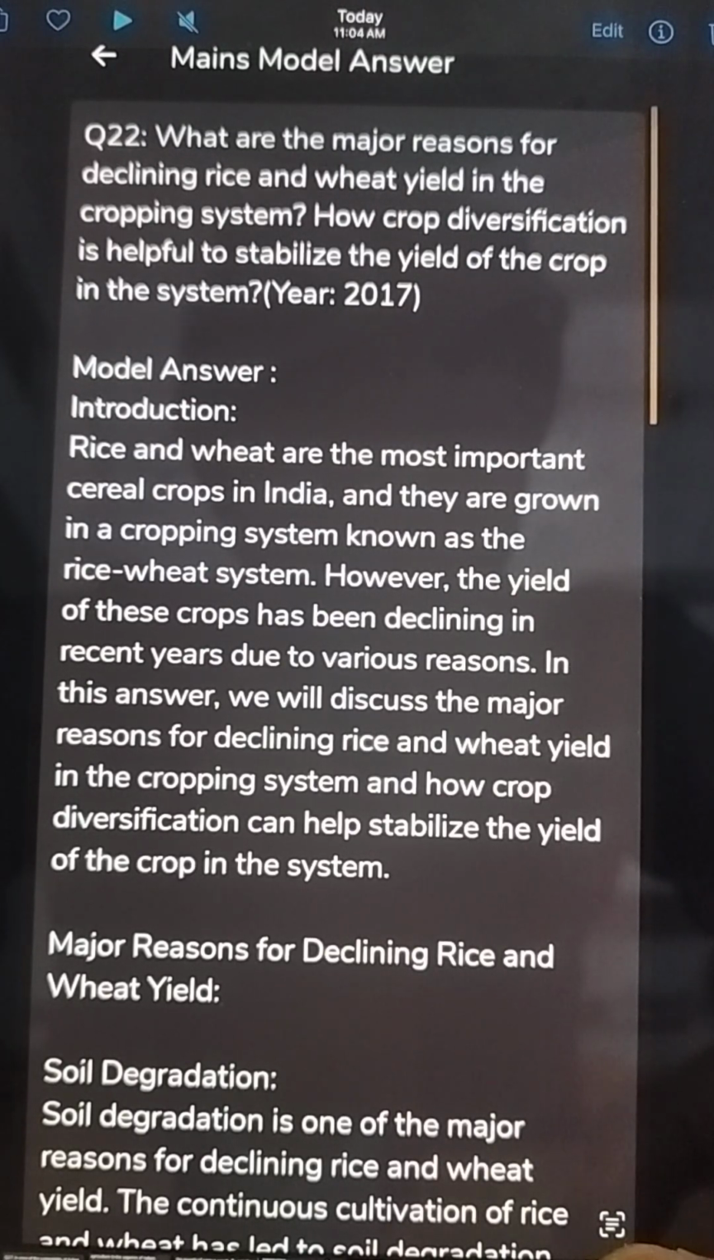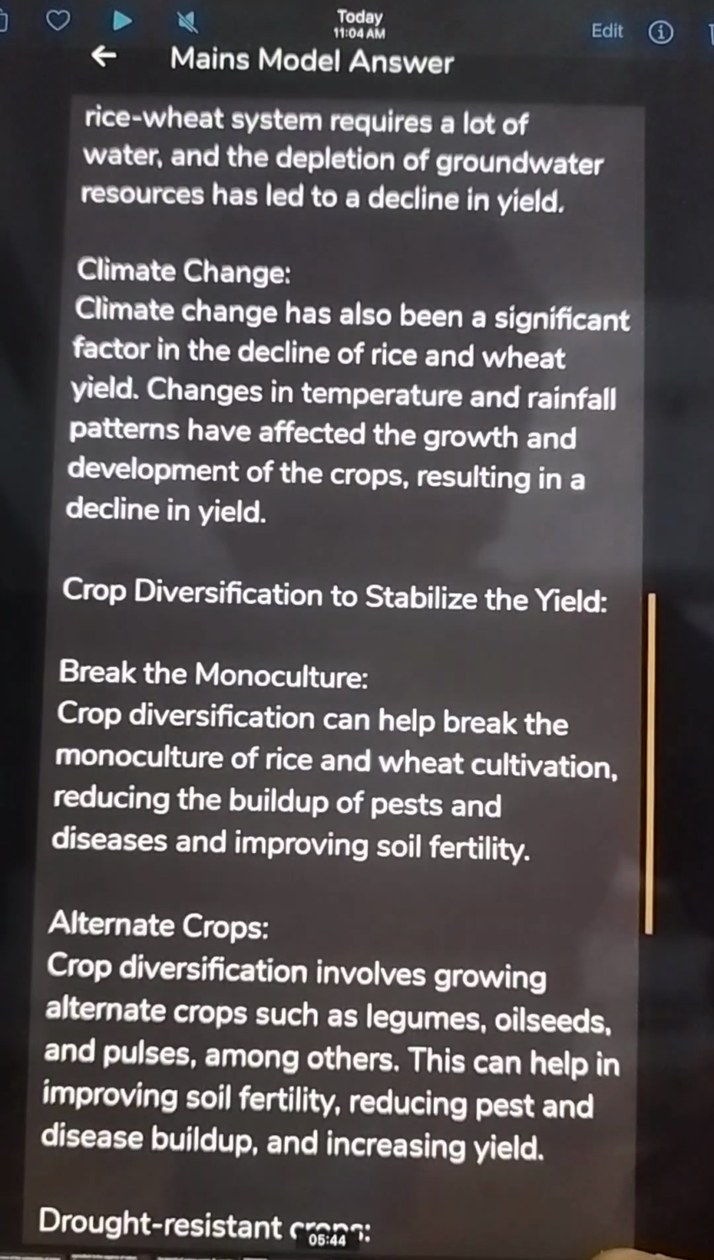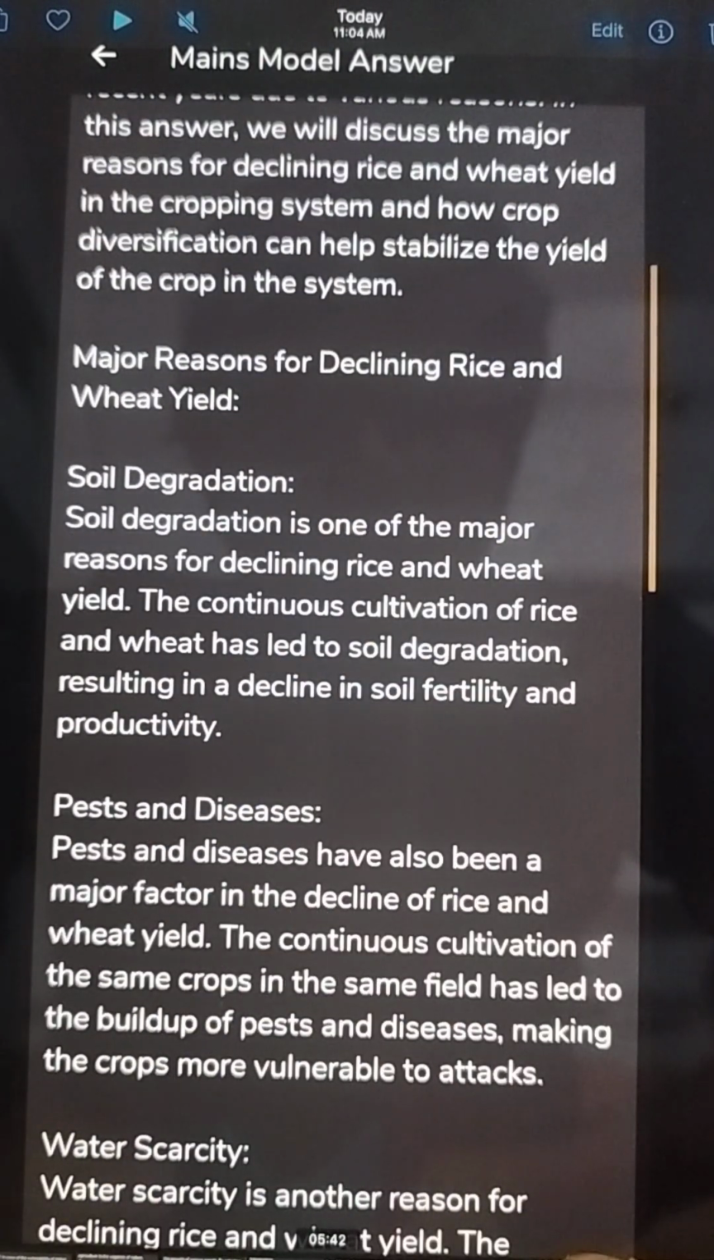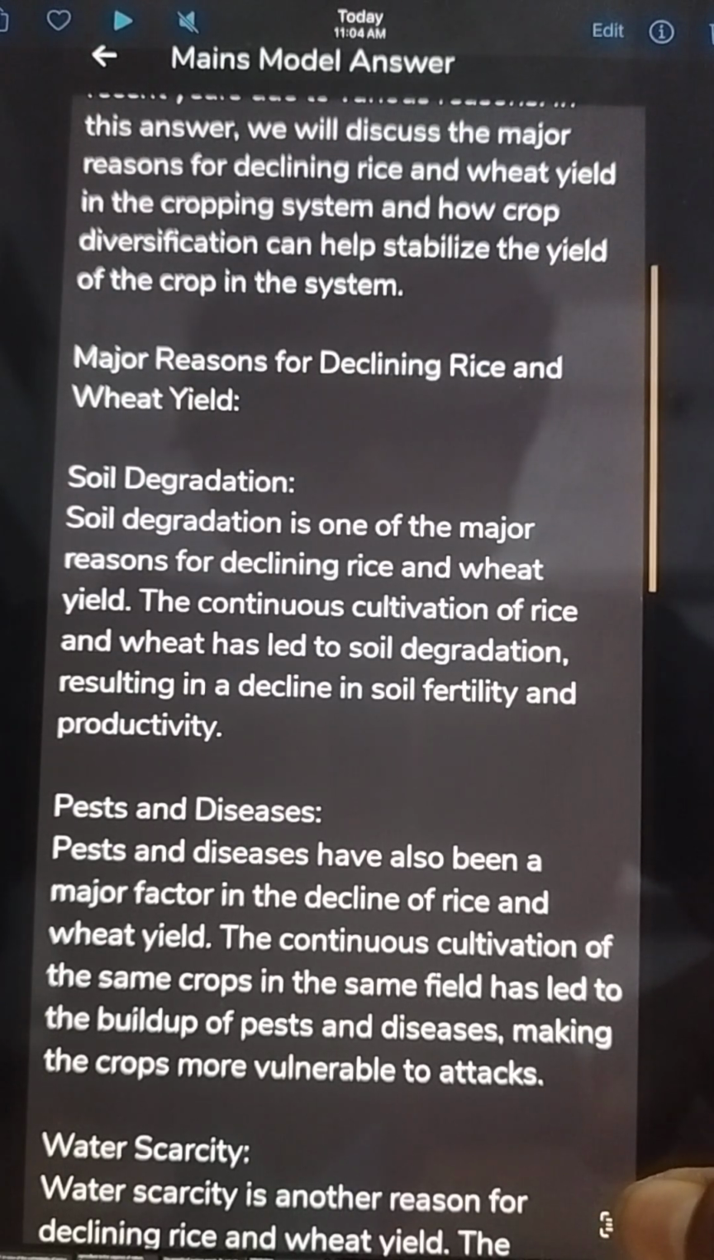Major reasons for declining rice and wheat yield. First is soil degradation. Soil degradation is one of the major reasons for declining rice and wheat yield. The continuous cultivation of rice and wheat has led to soil degradation, resulting in a decline in soil fertility and productivity. The second is pest and disease.